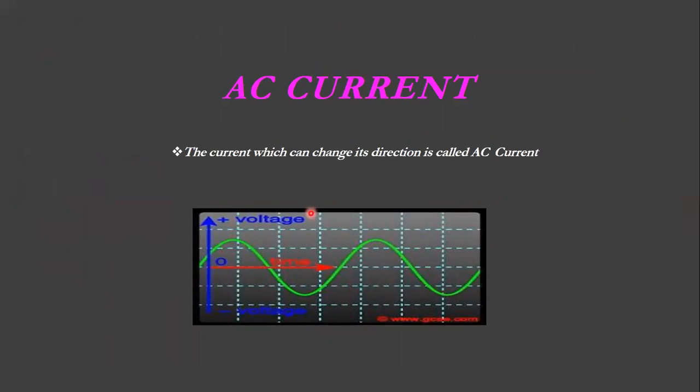The AC current, children. The current which can change its direction is called the AC current. AC current means the current which can change its direction. It is called an AC current.